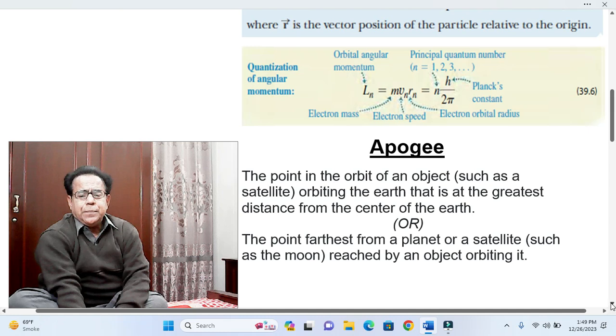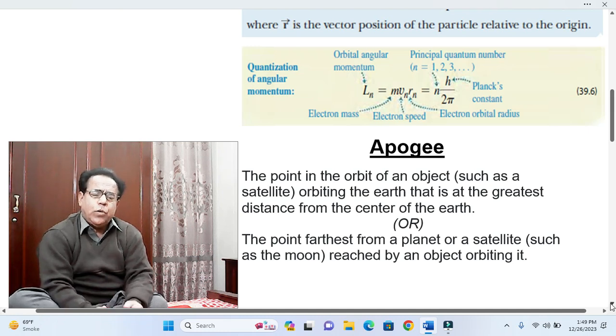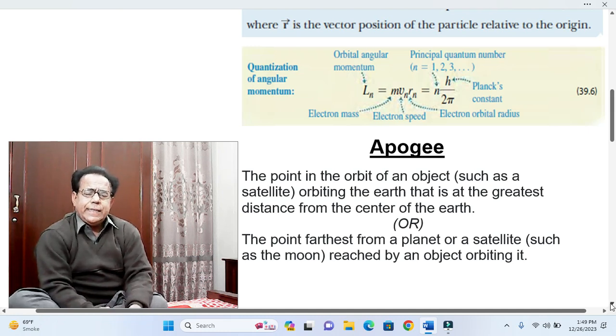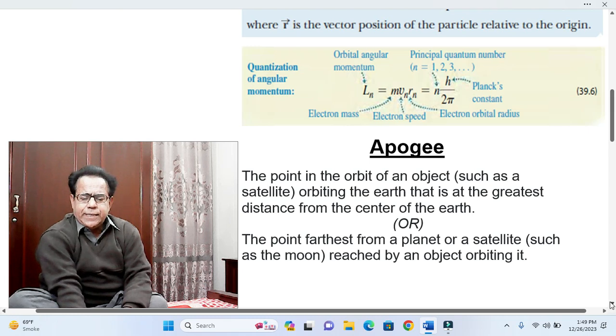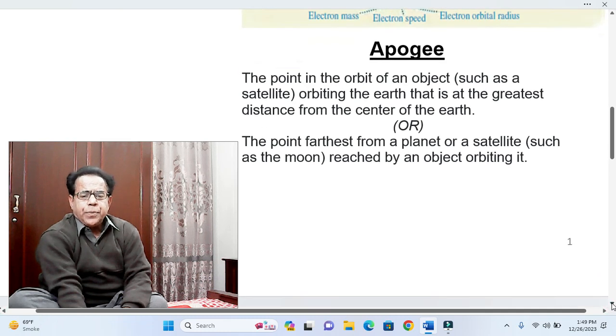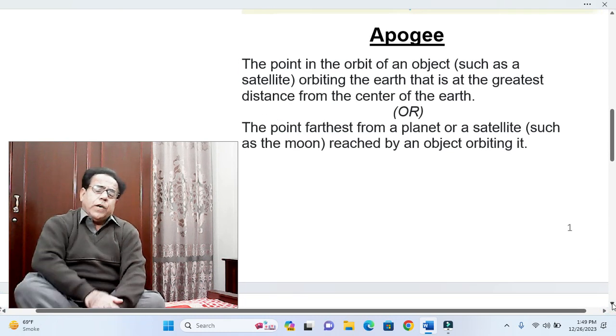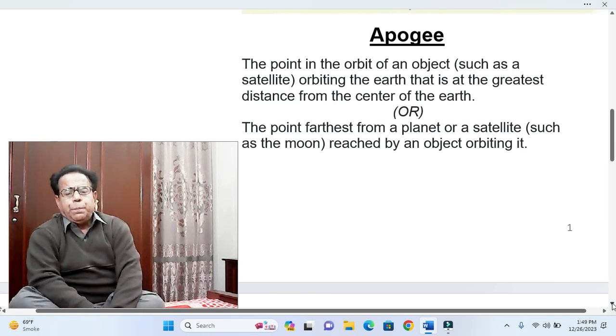Its decimal representation changes itself regularly, and its decimal representation is non-repeating, non-terminating. It goes endlessly. Okay. Now we come towards the meaning of the term apogee.